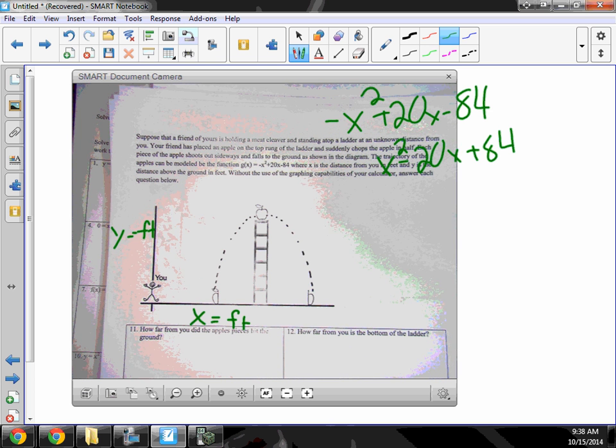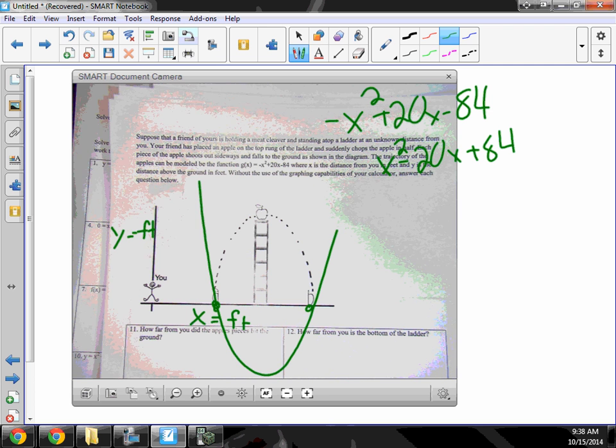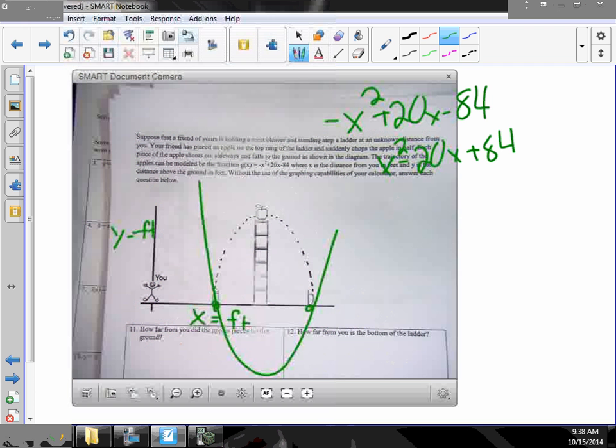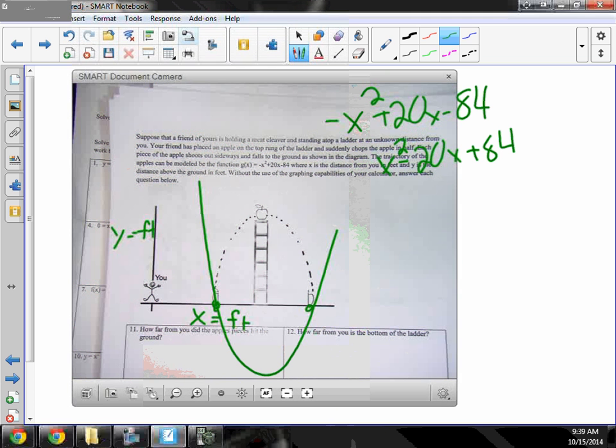Does that change the graph? It would. What would the new graph look like? It would have the same roots. It would look like that. So the graph changed, but the roots did not. So how would you find where those roots are? You'd factor it.